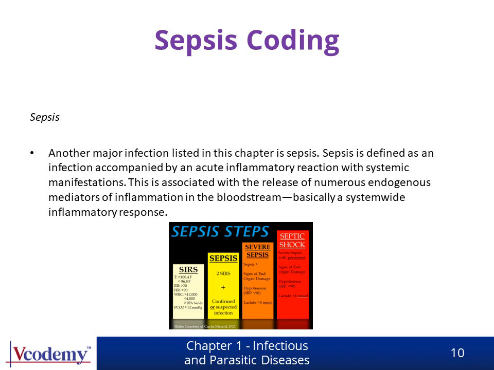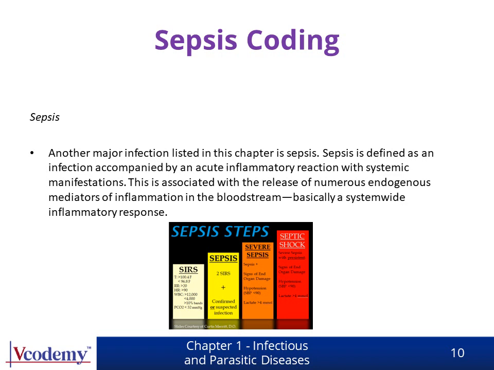Sepsis is defined as an infection accompanied by an acute inflammatory reaction with systemic manifestation. Systemic means throughout the body, not localized. This is associated with the release of numerous endogenous mediators of inflammation in the bloodstream, basically a system-wide inflammatory response. Sometimes you would have heard the word SIRS. Then you have sepsis, severe sepsis, septic shock. So always check the medical chart if the patient has SIRS or sepsis or severe sepsis or septic shock. So you have to code accordingly.